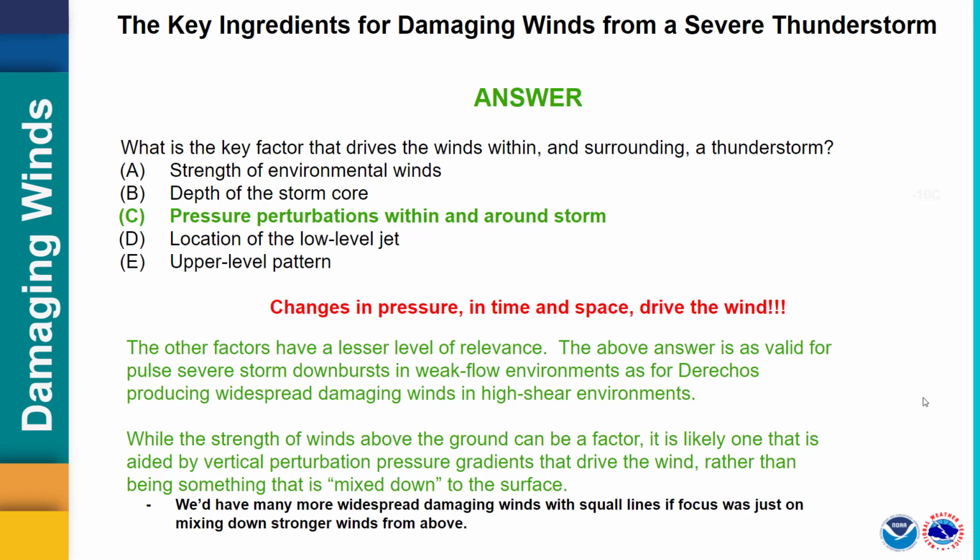While the strength of winds above the ground can be a factor, it is likely one that is aided by vertical perturbation pressure gradients that drive the wind, rather than something being mixed down to the surface. And that is because we'd have many more widespread damaging winds with squall lines if focus was just on mixing down stronger winds from above.